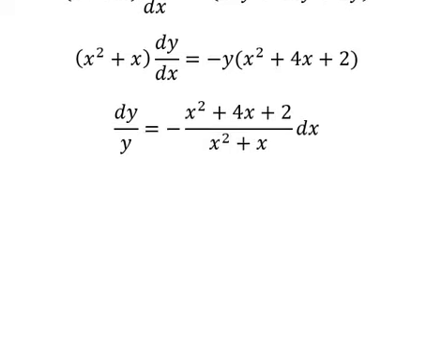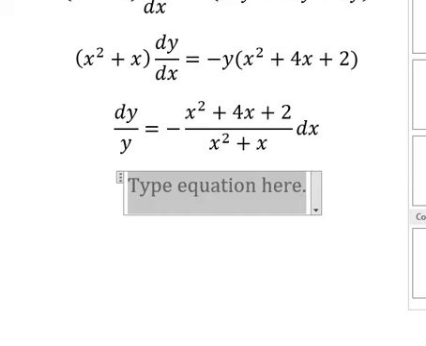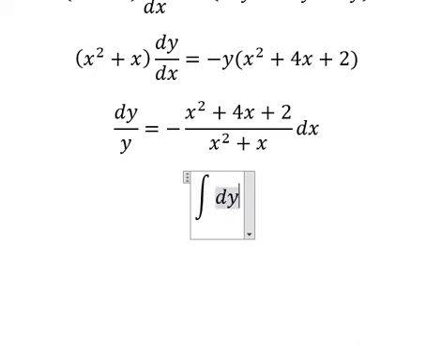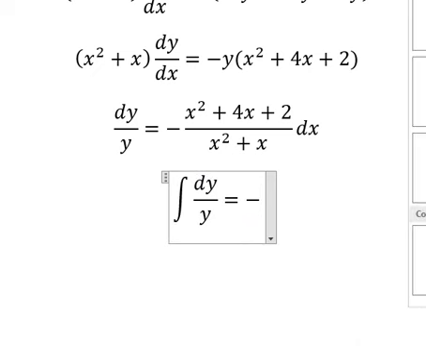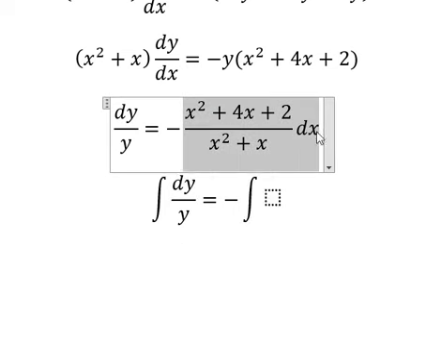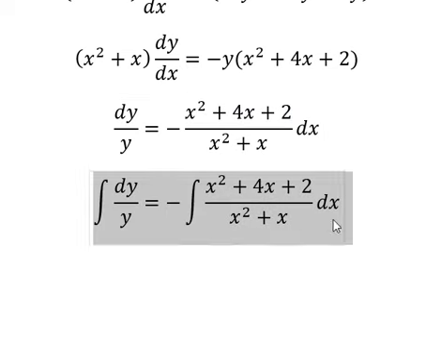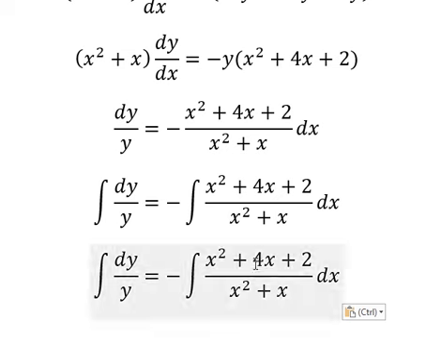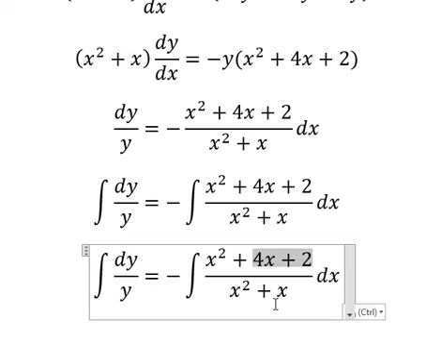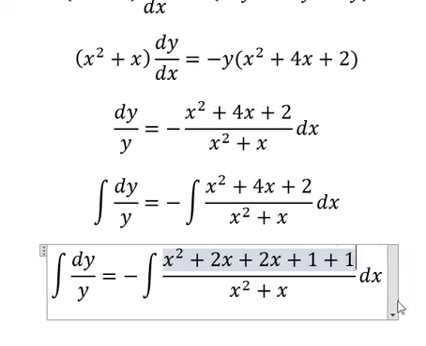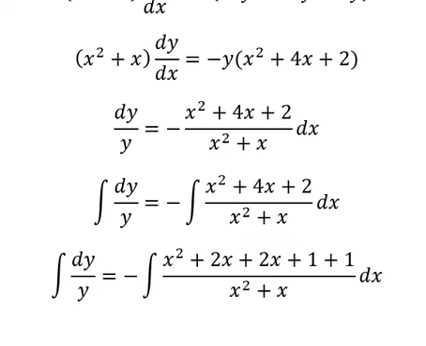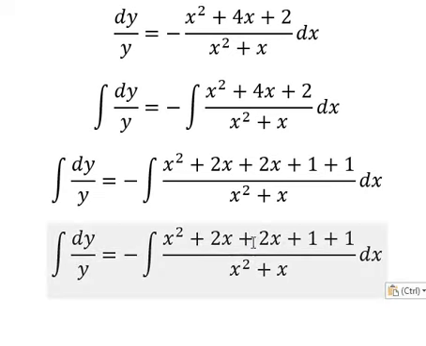Next, I will put the integration for both sides. So, this one we can put 2x plus 1 over 2x plus 1. So number 1, I will put this one here.